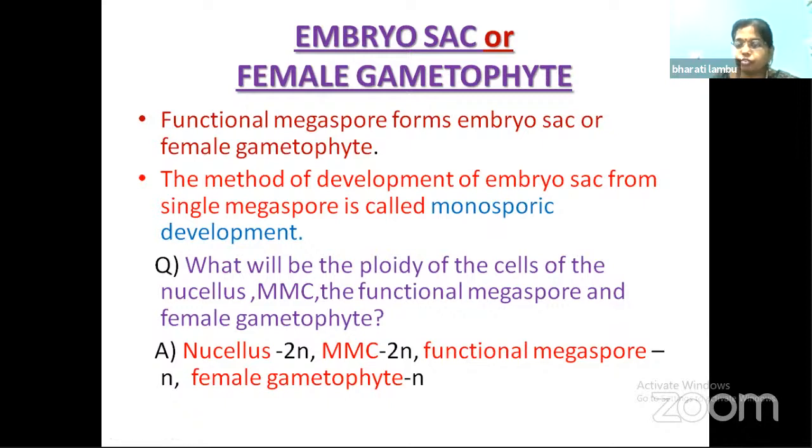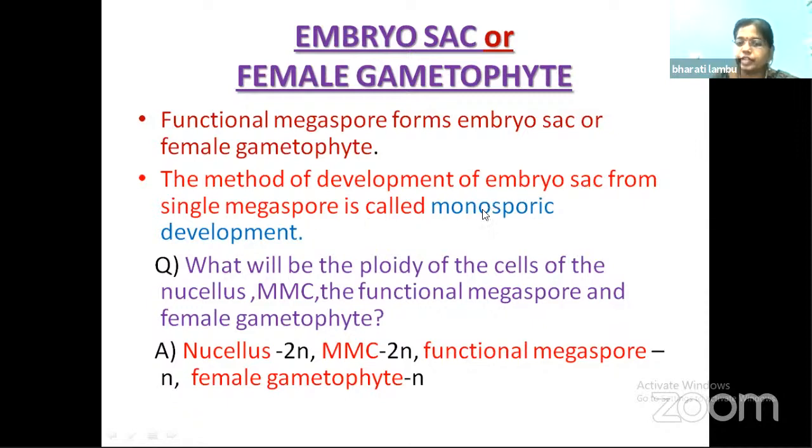Where is the embryo formed? Inside this sac-like structure of the ovule. So inside the ovule, the embryo sac is present. Inside the sac, the egg is present. After fertilization of the egg, the zygote is formed and the zygote will develop into the embryo. So the functional megaspore forms the embryo sac or the female gametophyte. The method of development of the embryo sac from a single megaspore is called monosporic development. Monosporic development means from a single megaspore, the embryo sac will develop.